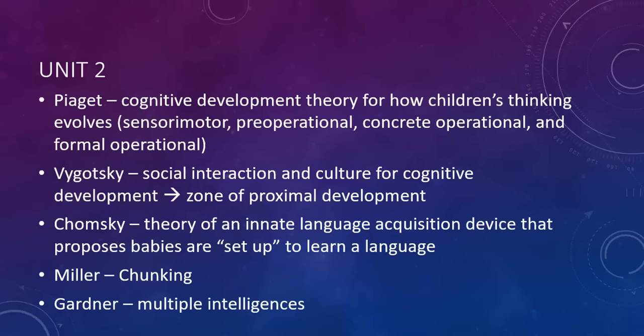So some of our leading researchers that you should be somewhat familiar with are Piaget, with respect to the cognitive development theory with respect to children, and we'll get into that a little bit later in this slideshow. Vygotsky, dealing with social interaction and the role of culture for cognitive development. With respect to the zone of proximal development, this is really referring to the difference between what a child can do independently and what they will ultimately need from guidance from a more skilled individual. So think about scaffolding, for example.